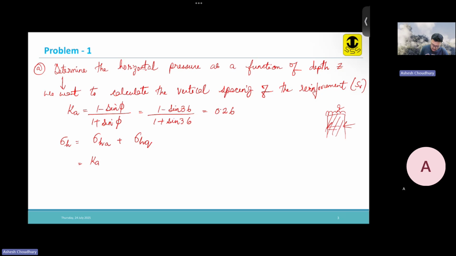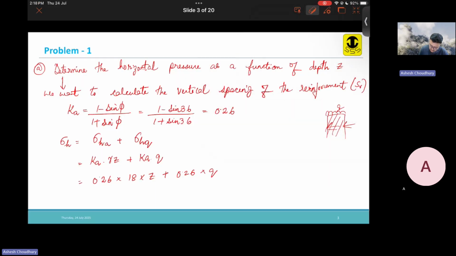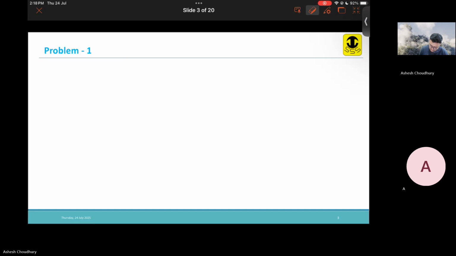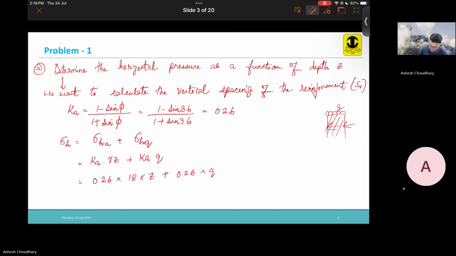This is nothing but K times gamma into Z, where gamma is the unit weight of the soil. This is directly just K into Q. So what will this be? 0.26 times 18 into Z plus 0.26 times Q. What is my Q? It is 10. So this is my basic equation.